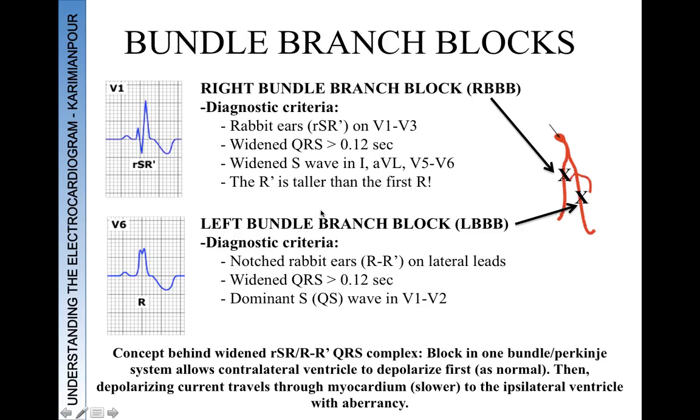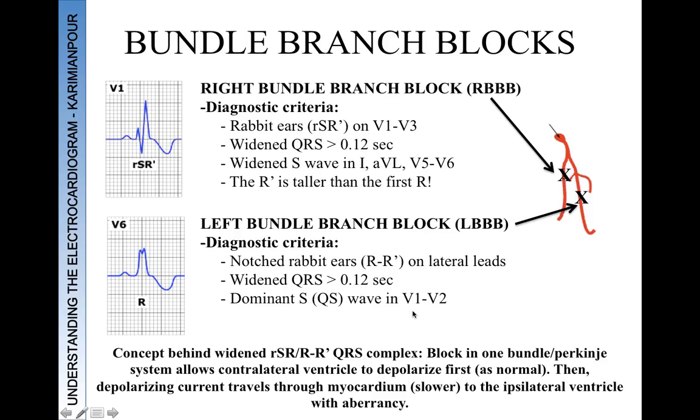In a left bundle branch block, the diagnostic criteria, again, the notched rabbit ear, or more correctly, the RR prime. So there is no S wave, that's why there's no RSR, it's just an RR prime. And they're typically of equal height, so there is no difference in putting the lowercase or the uppercase here. And these are seen on the lateral leads, so 1, AVL, V4, 5, 6. The width of the QRS should obviously be widened as well, greater than 120 milliseconds.